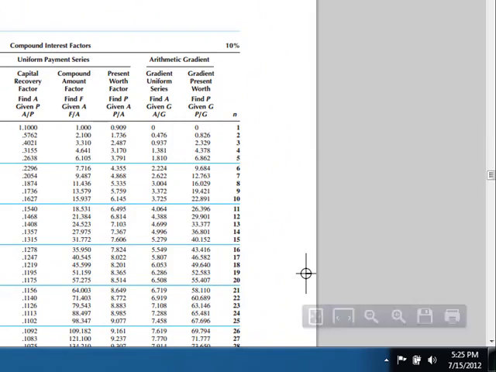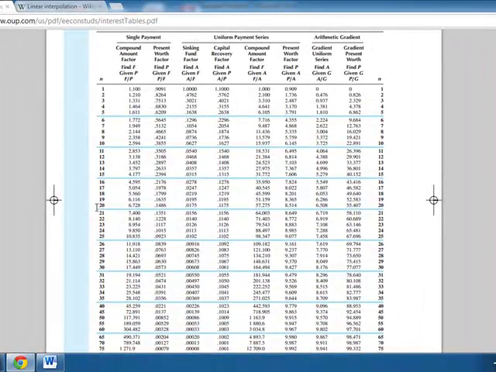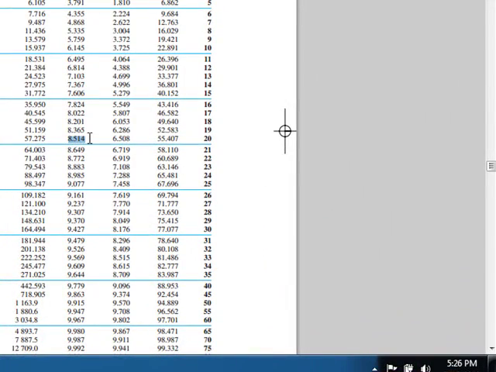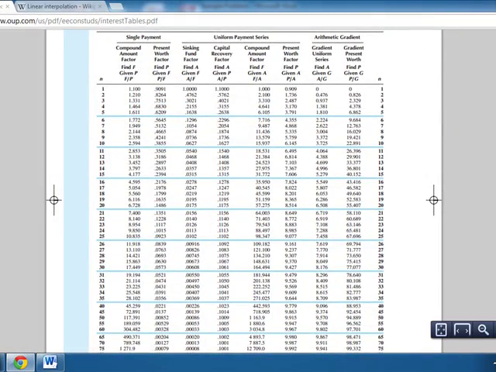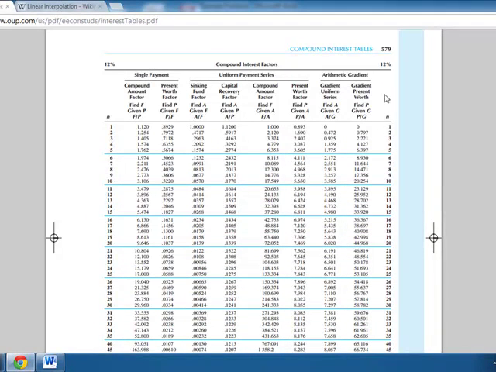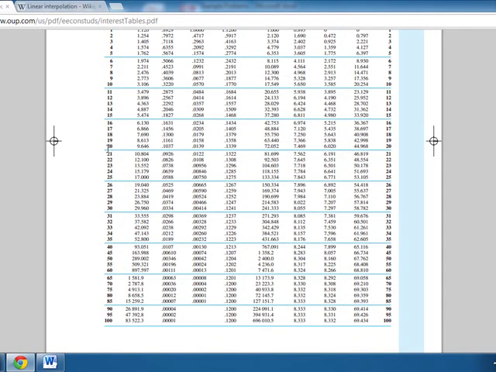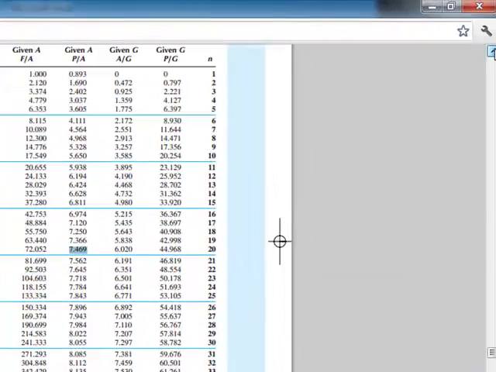At 10% interest rate and 20 years, we are getting P given A of 8.514. So that's very close to 8. We still keep scrolling. This is a 10% interest. If we keep scrolling, we get the 12% interest rate table. There at N is 20 years, P given A, which is this value here, is 7.469, right? 7.469.